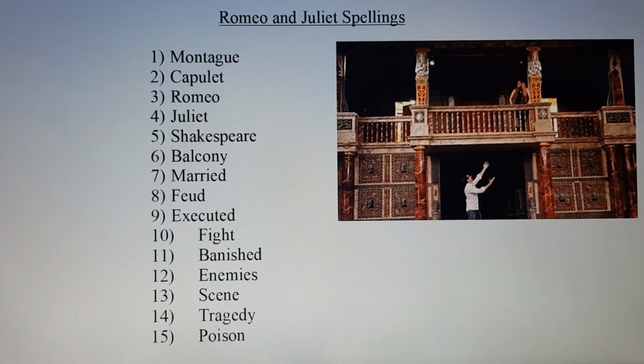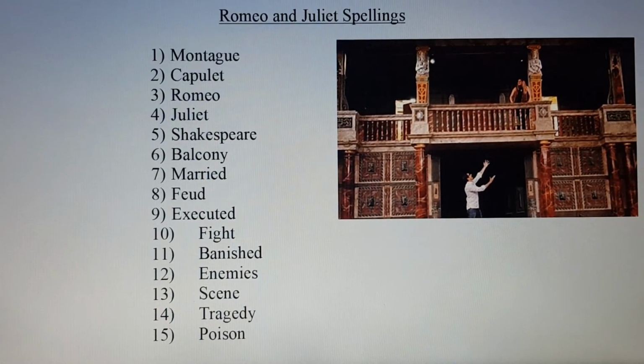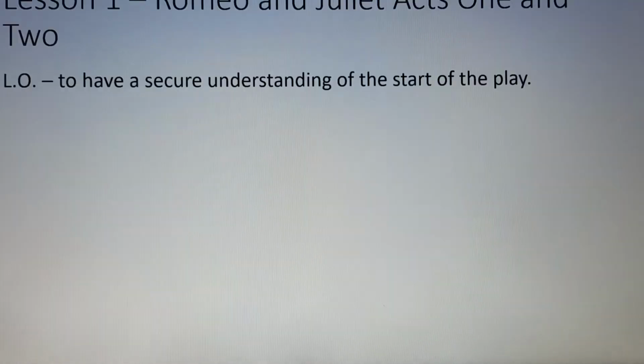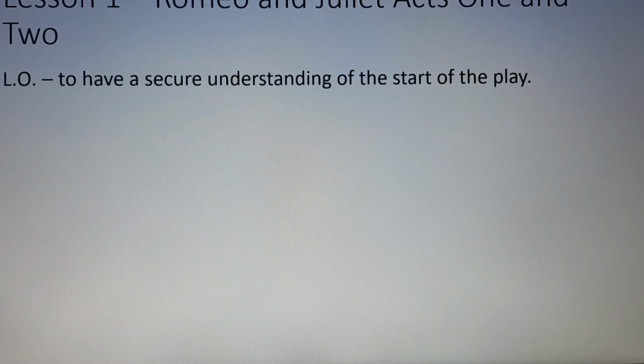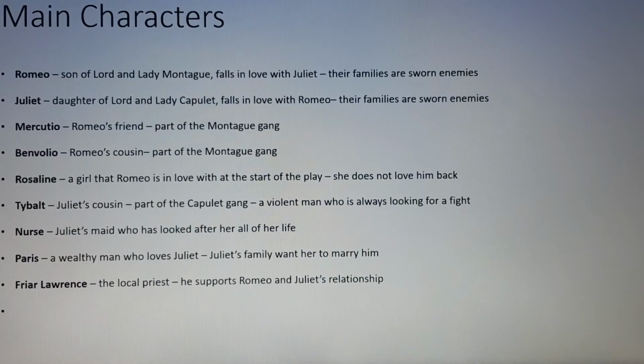We've got 15 spellings here that, again, I would like you to learn, as well as those key terms. We need to know how to spell each of these words. We're going to be using them a lot as we go through this unit of work. So for our first lesson then, let's get down date, title and learning objectives. So Romeo and Juliet, Acts 1 and 2, and to have a secure understanding of the start of the play.